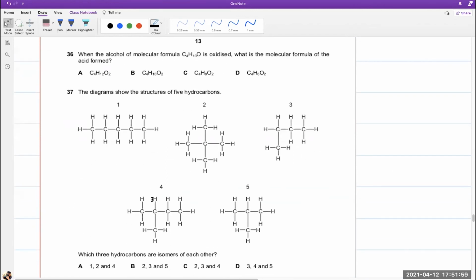When alcohol of molecular formula C4H10O is oxidized, what's the molecular formula of the acid formed? Alcohol को oxidize करते हैं, carboxylic acid बनता है. उस carboxylic acid में कैसे बनता है? You are basically adding oxygen and removing hydrogen. हाइड्रोजन रिमूव कर रहे होते हैं, ऑक्सीजन ऐड कर रहे होते हैं.